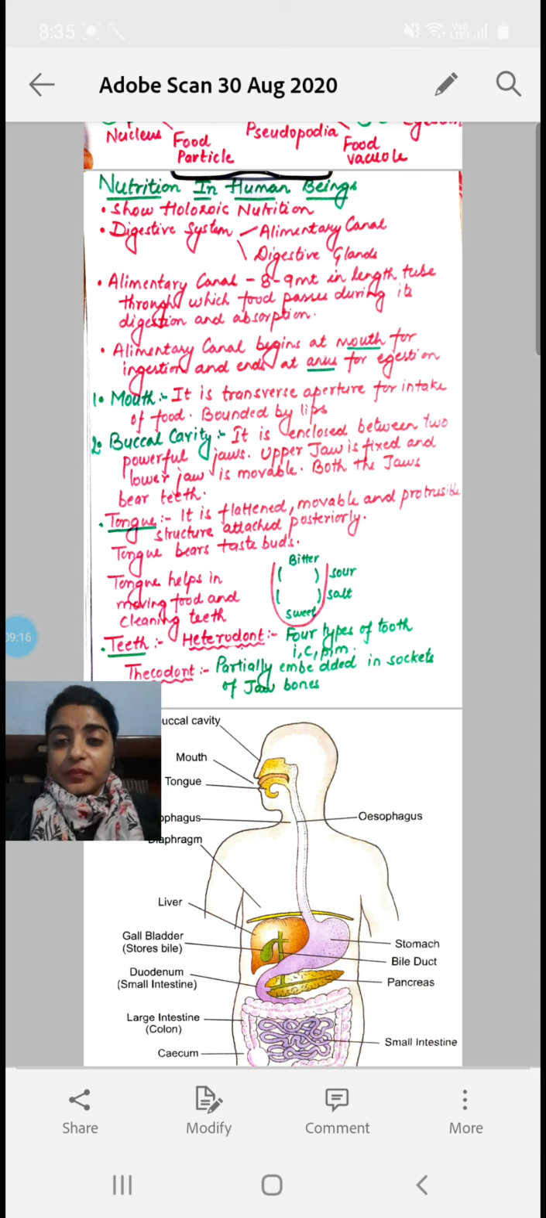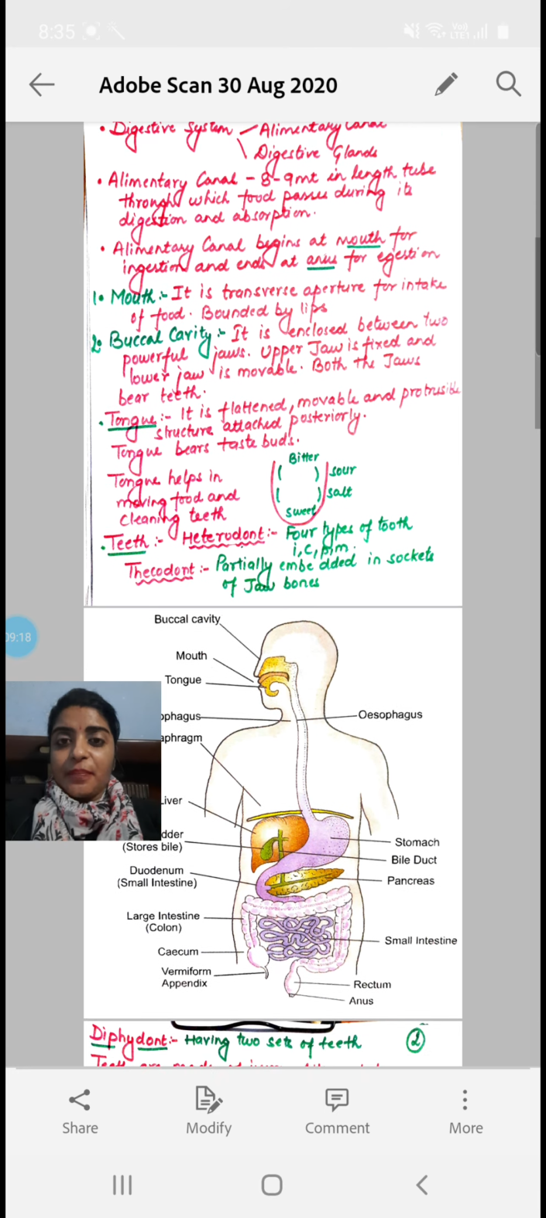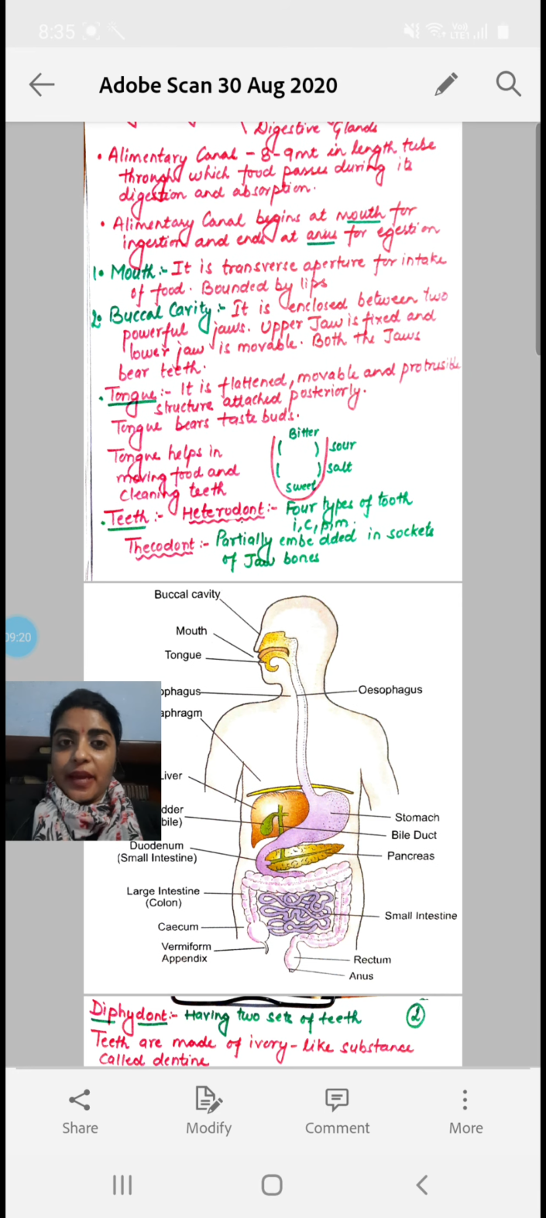So the first part is the mouth. It is the transverse aperture for the intake of food, which is bounded by two movable lips. Okay, so this is the transverse aperture. Clear? This is the transverse side. So this is the transverse aperture which is guarded by the two protective lips.